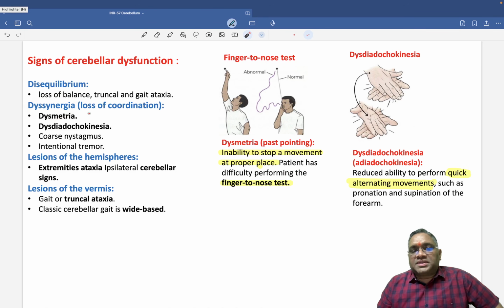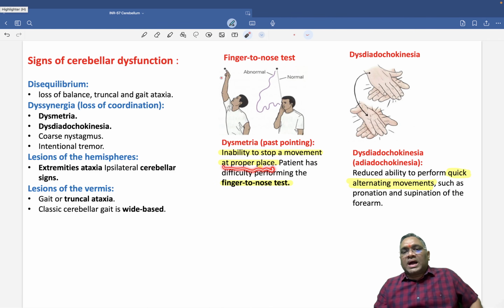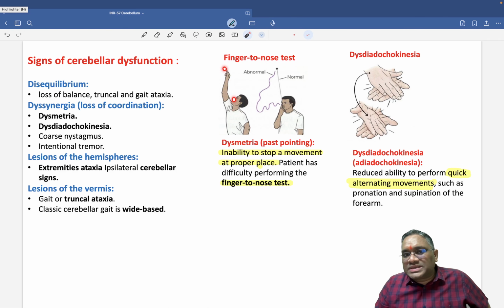When we are talking about dyssynergia, loss of coordination, we have two important things: dysmetria and dysdiadochokinesia. What is dysmetria? Dysmetria is called past pointing, the inability to stop a movement at the proper place. Suppose you ask a patient to touch his nose. Normally, he will directly touch his nose, right? That is normal. But here he is not able to stop at one proper place. This is the finger to nose test, which he cannot perform.